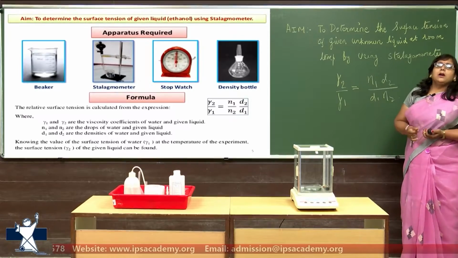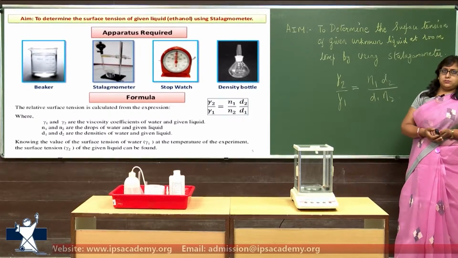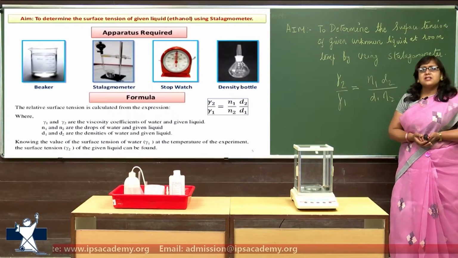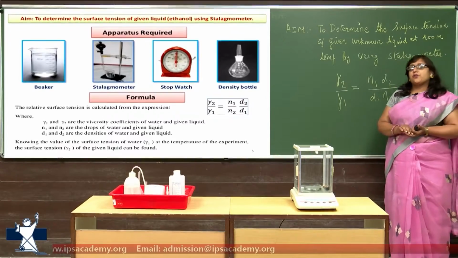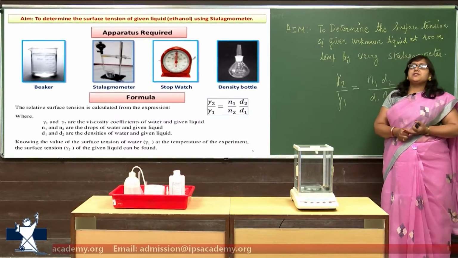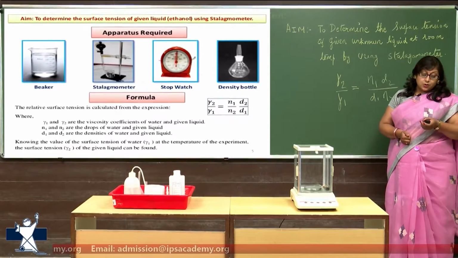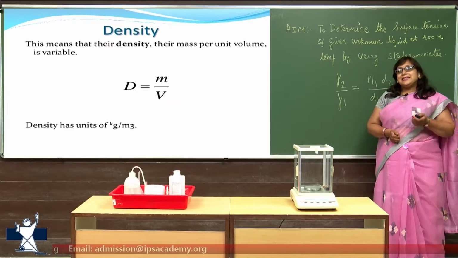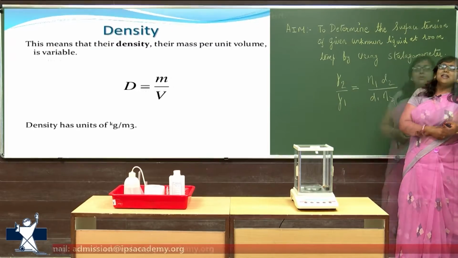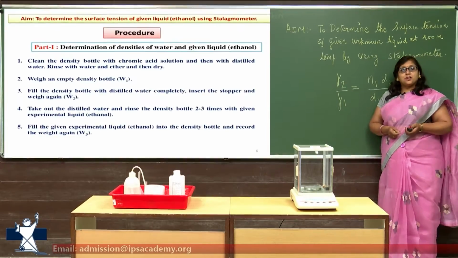Here, gamma 1 and gamma 2 are the surface tensions, eta 1 and eta 2 will be the number of drops of the water, and d1 and d2 are the densities. Now, I am going to tell you how we are going to calculate the density. What is density? Density is mass upon the volume.